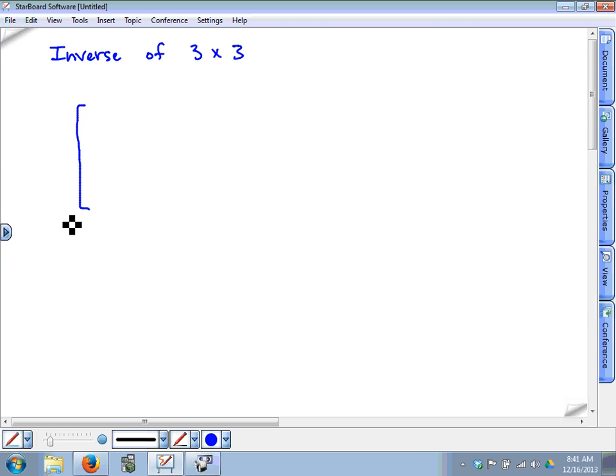Instead of doing it with a general matrix, let's do a specific matrix. So we're going to do the matrix. The first column is 1, 2, negative 3. Next column is negative 2, negative 3, 6. Then we have negative 4, negative 6, 15. This is matrix 8.